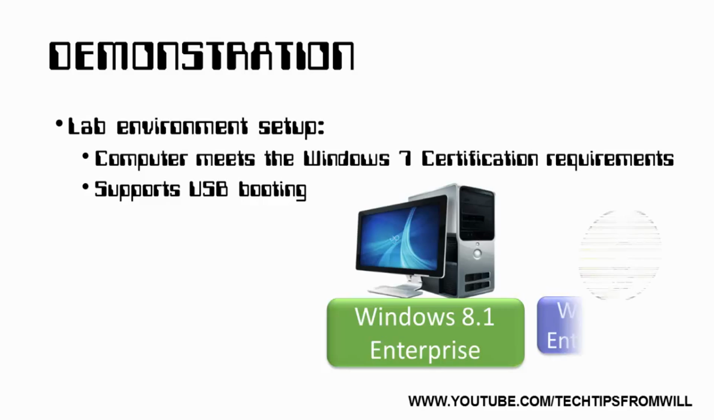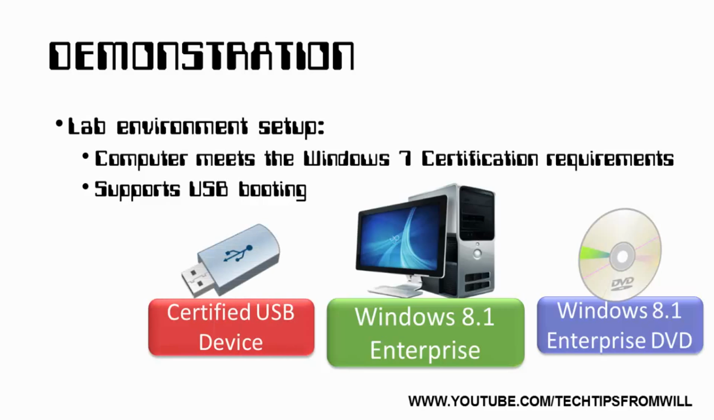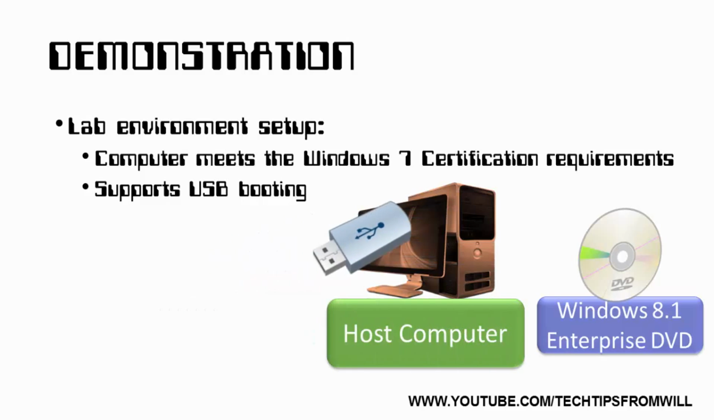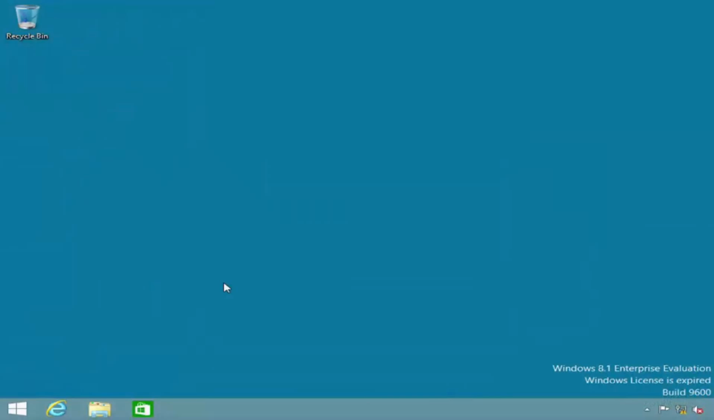I will also use my Windows 8.1 Enterprise installation DVD since this contains the install.wim file required to create the workspace. Lastly, I will use an external USB drive that has been certified by Microsoft to host the workspace. After creating the workspace, I will shut the computer down and will use it as a host computer to boot the Windows To Go workspace. So I will now change over to my Windows 8.1 Enterprise computer.